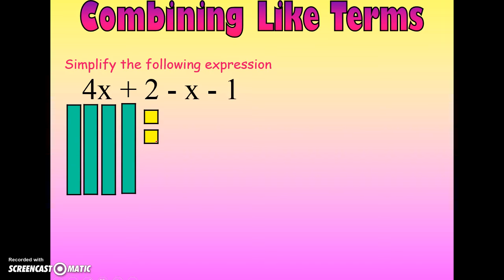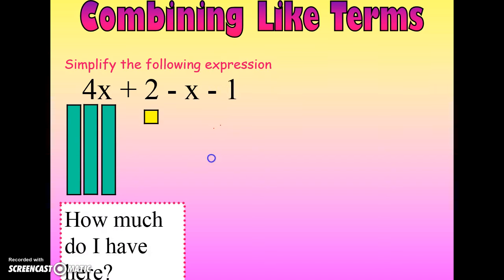And now we're going to take some stuff away. We're going to take away an x. Bye-bye, x. And then we're going to take away one of those squares. And so what am I left with? If I started with 4x and I took away an x, I'm left with 3x. If I started with 2, but I took one of those away, what am I left with? I'm left with 1. So how much do I have here? I have 3x plus 1.